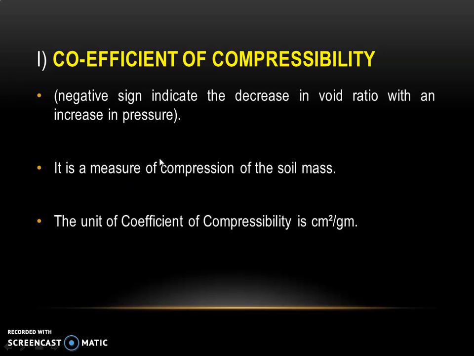So coefficient of compressibility is a measure of compression of the soil mass. We know that as load on the soil increases, there will be removal of water from the voids. Hence, there will be a decrease in void ratio, due to which soil compresses. The unit of coefficient of compressibility is centimeter square per gram.